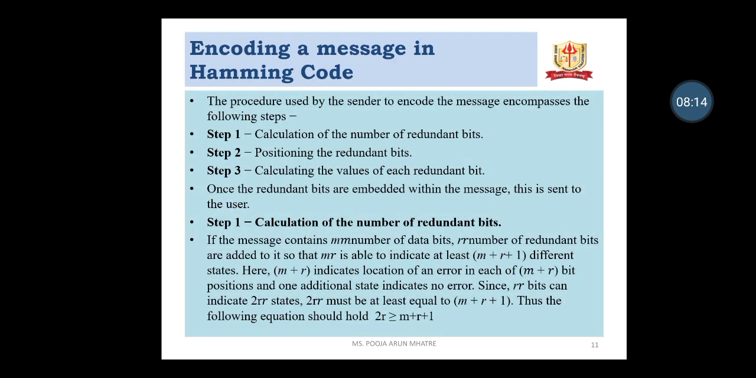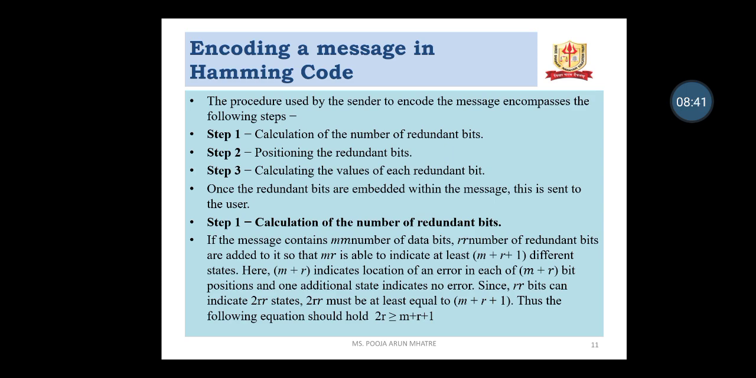Encoding a message in Hamming code. The procedure used by the sender to encode the message encompasses the following steps. Step 1 is calculation of the number of redundant bits. Step 2 is positioning the redundant bits. And step 3 is calculating the values of each redundant bit. Once the redundant bits are embedded within the message, it is sent to the user.